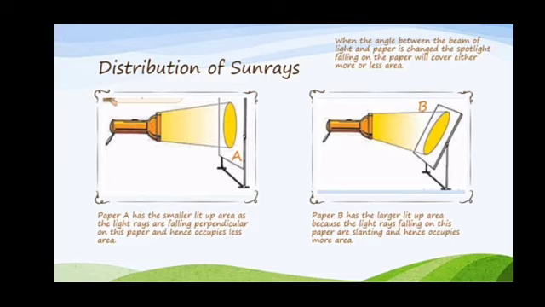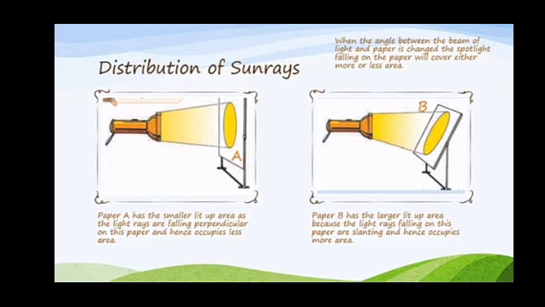Second question: on which paper is the area smaller? Answer is, the area is smaller on the paper that is held in such a way that it makes an angle of 90 degree, perpendicular with the beam.